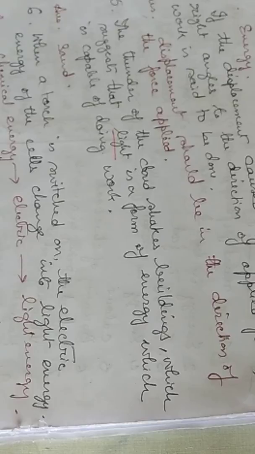Okay. Now, the thunder of cloud shakes the buildings, which suggests that light is the form of energy which is capable of doing work. No, thunder of the cloud suggests that sound is a form of energy, because thunder produces sound and lightning produces light. So thunder produces sound, which is a form of energy which is capable of shaking the buildings.